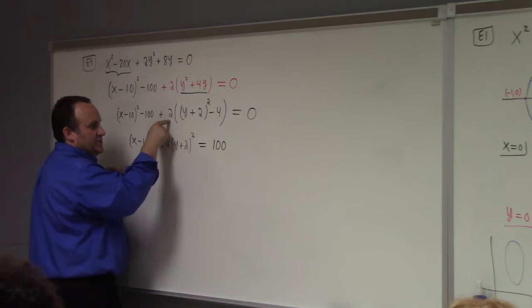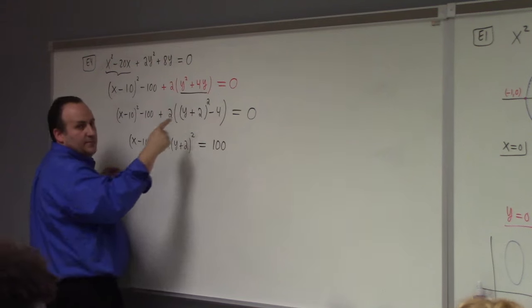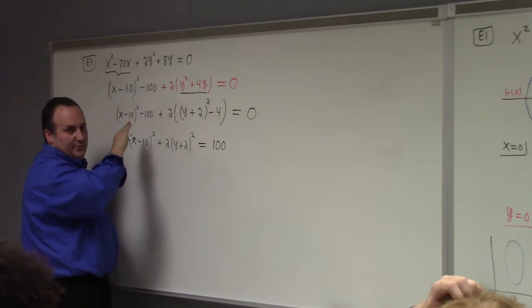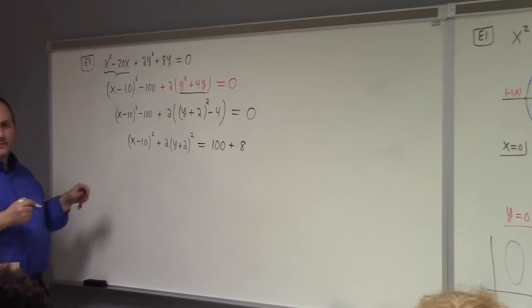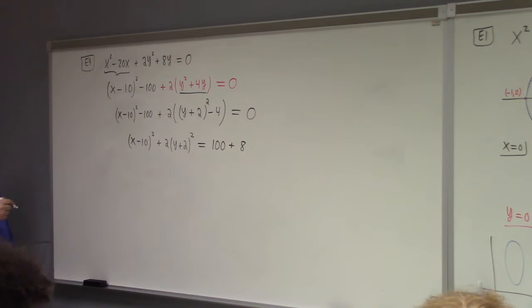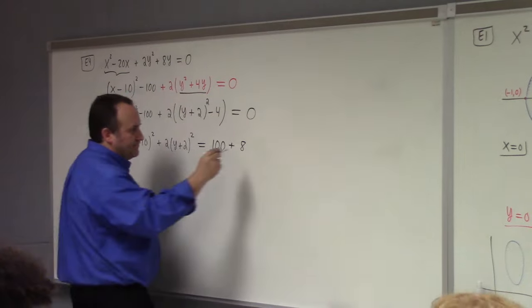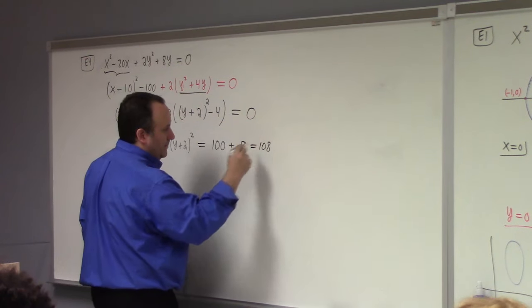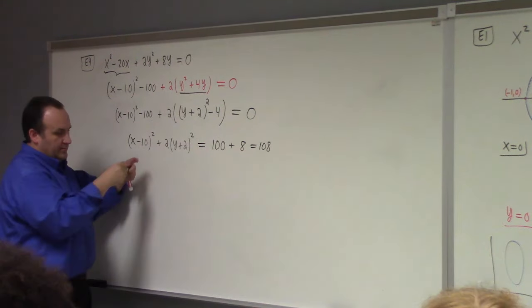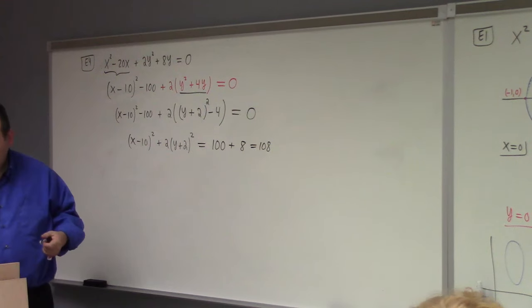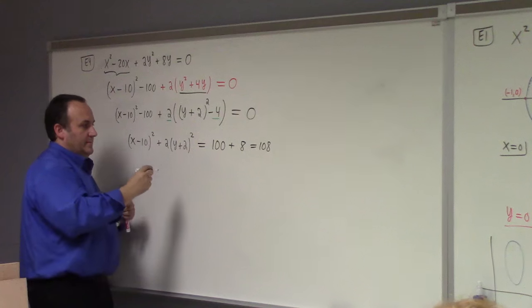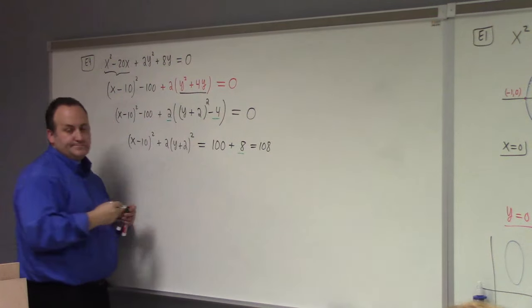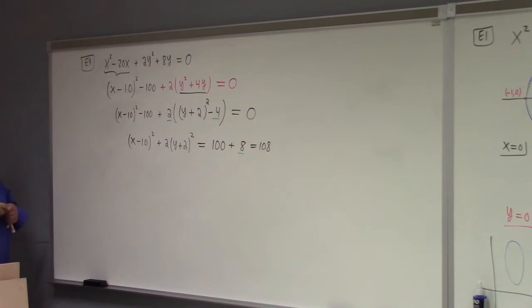And then see this, this is 2 times 4. There's a minus 8, move it to the other side, so plus 8. All right? So that's 108. The 2 times 4, this right here, that led to this 8.